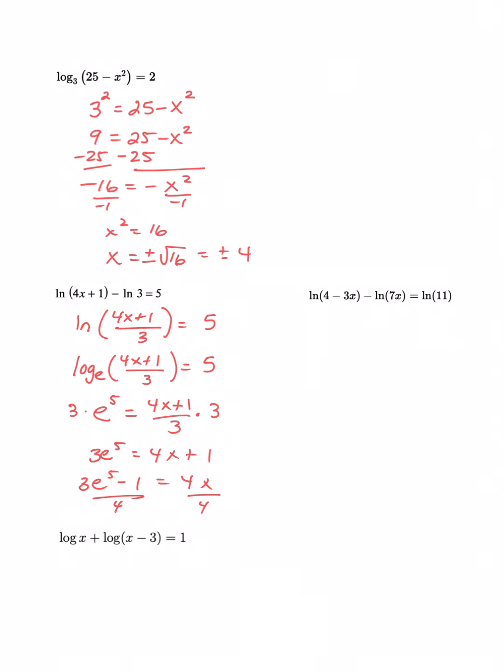In the next problem, I can see that I have ln's on both sides of the equation, and those are log base e's on both sides of the equation. But I see that on the left side, I have 2 ln's, and I want to condense them to a single ln. So when you have a subtraction between 2 logs, you can go ahead and change it into a single log by making it a division symbol. So that would be ln of 4 minus 3x over 7x.